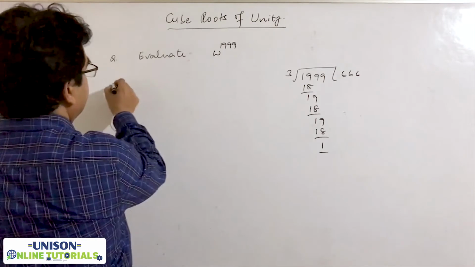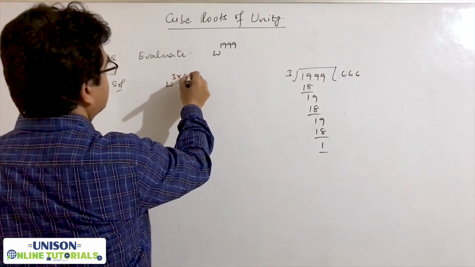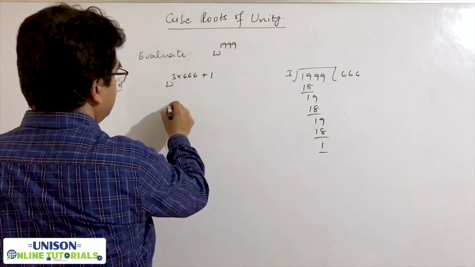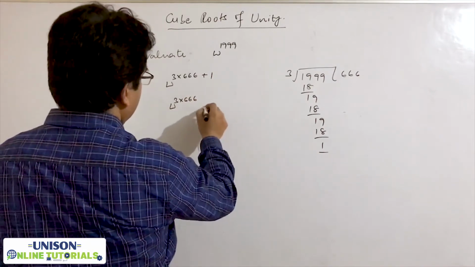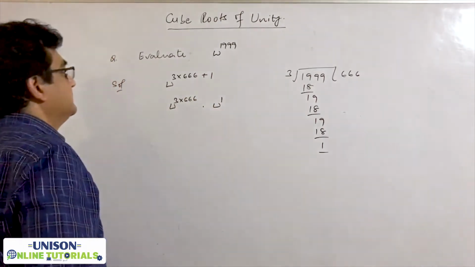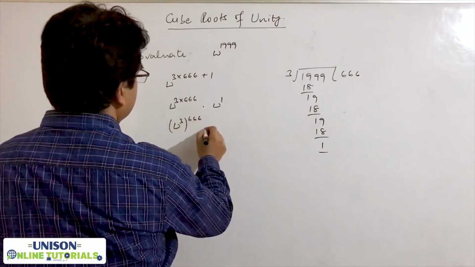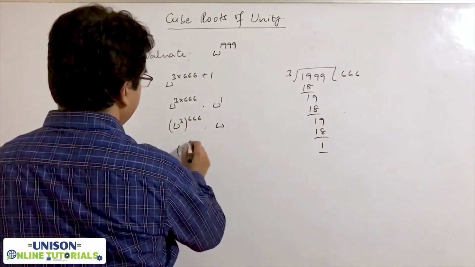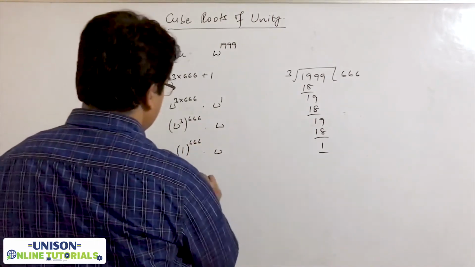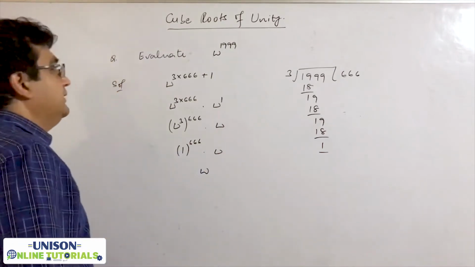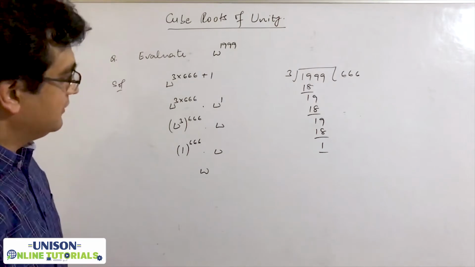Therefore, we can write it as omega power 3 into 666 plus 1, omega cube power 666 into omega. So that means 1 power 666 into omega, that means it is omega. So omega power 1999 comes out to be omega.